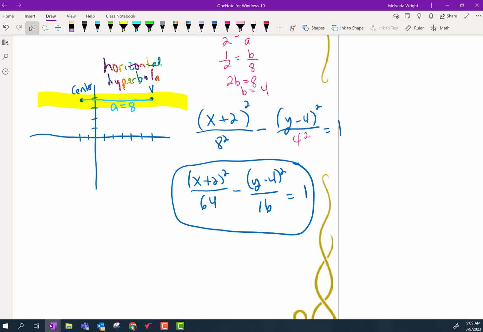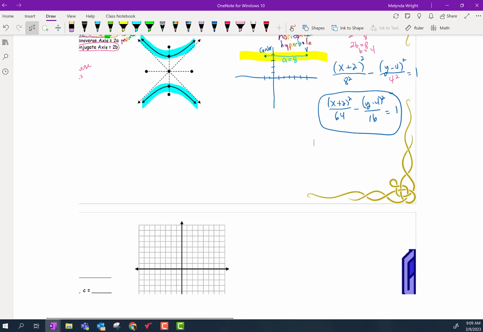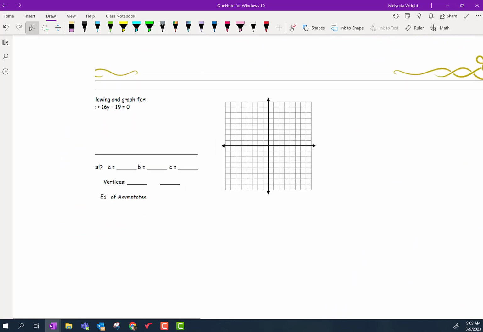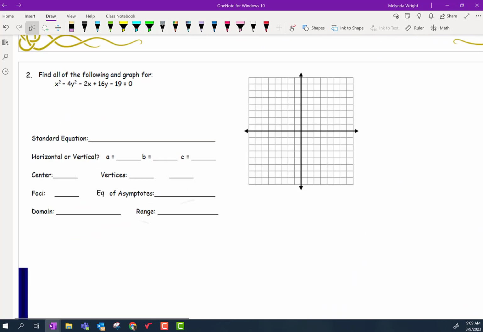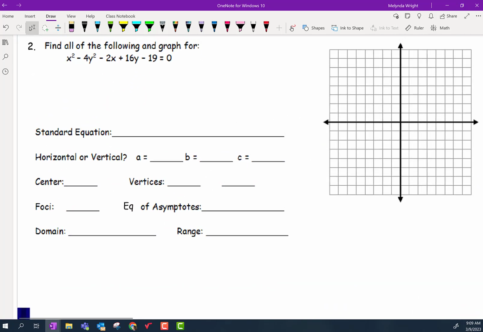All right. The next problem, let's go to it. We're going to practice graphing these little guys. Of course, our formula is in general form. We need to put it in standard form. We've done this several times before.